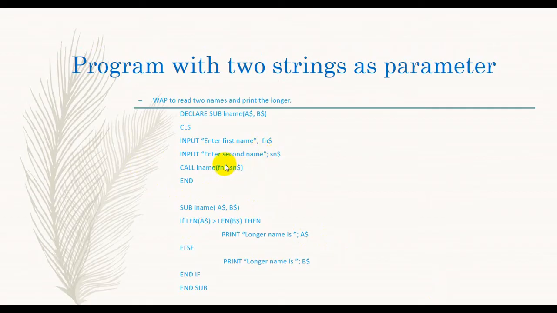So on passing these two inputs, fn$ comes here in a$ and sn$ comes here in b$. Now we are checking if a$ is longer than b$, then we can say print longer is a$. LEN checks the length, or returns the length, of this string. LEN(b$) returns the length of string b. So if the length of a$ is found greater, then it will print longer name is a$, else longer name is b$.